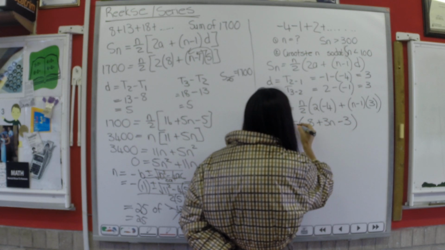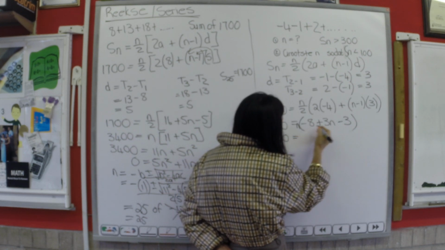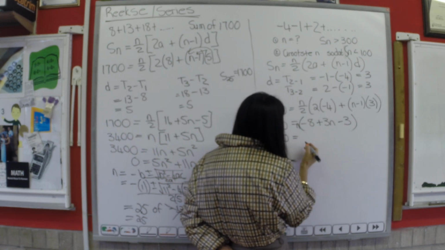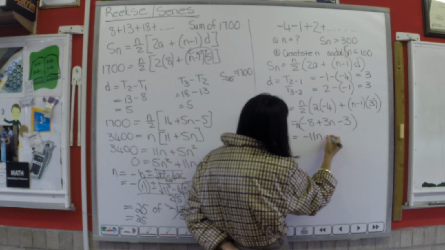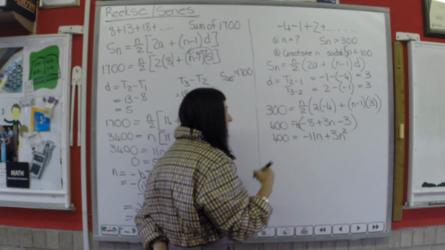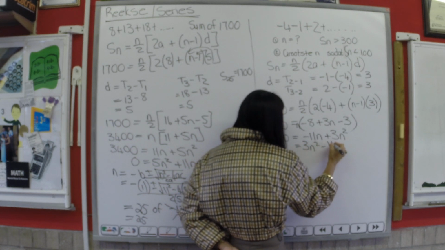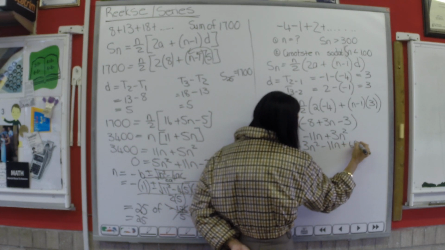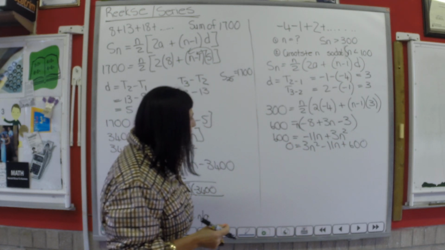Got about the n in front. That's going to be 600. Minus 3 minus 8 gives me minus 11n plus 3n squared. So nou kan ek alles vir een kant toe vat. Ek gaan sê 3n kwadraat minus 11n plus 600, kwadratiese 3 term. En ek gaan weer my formule inspan.